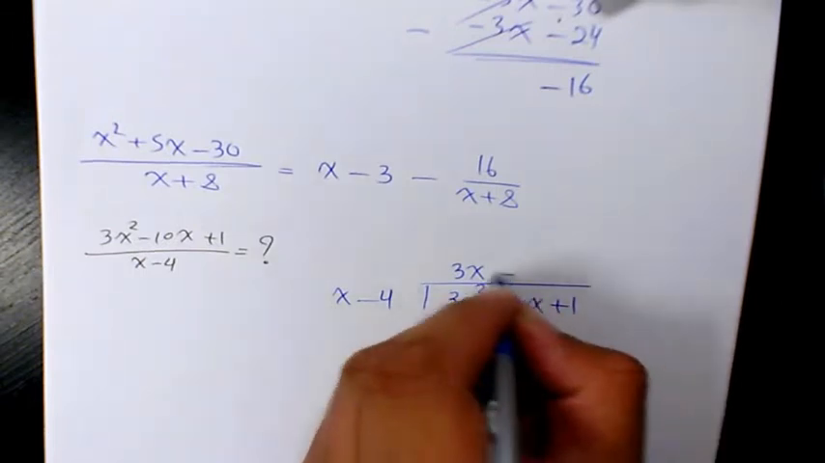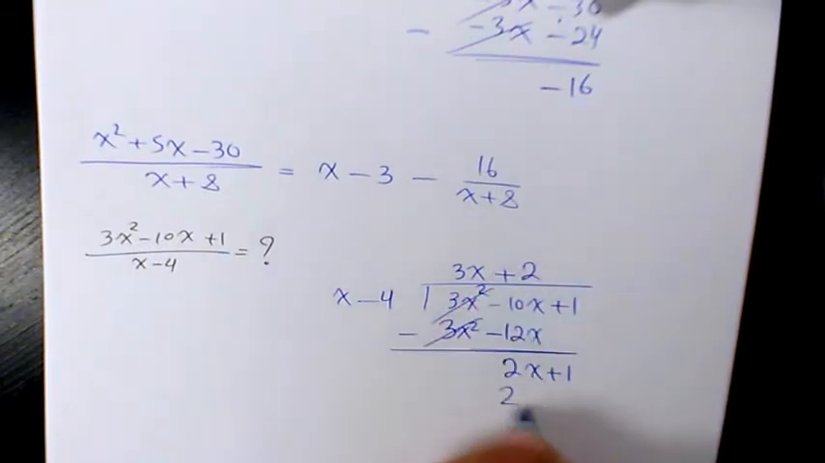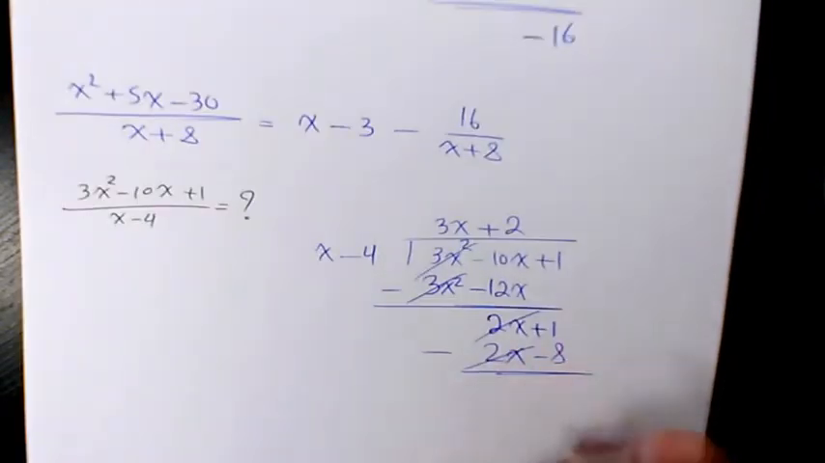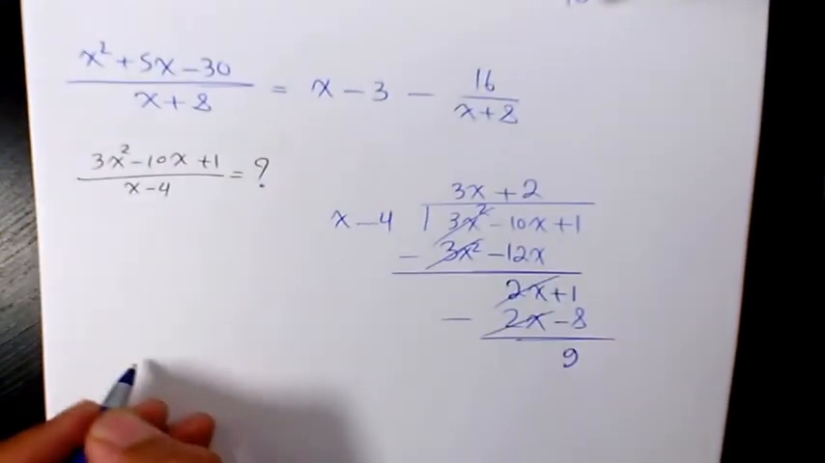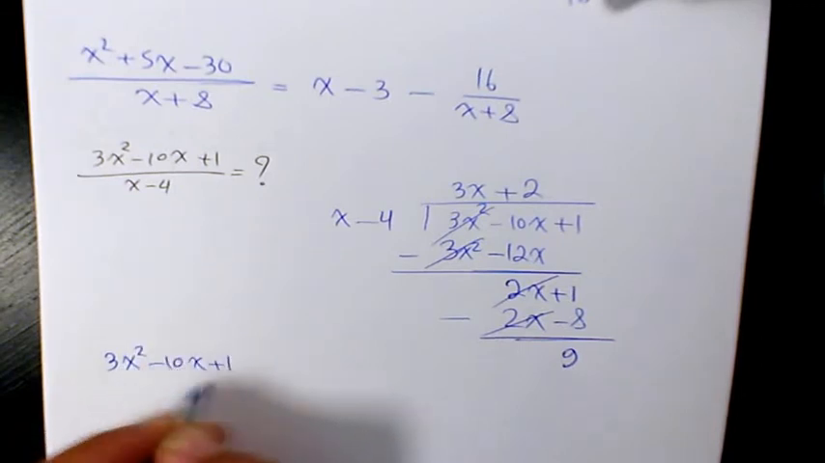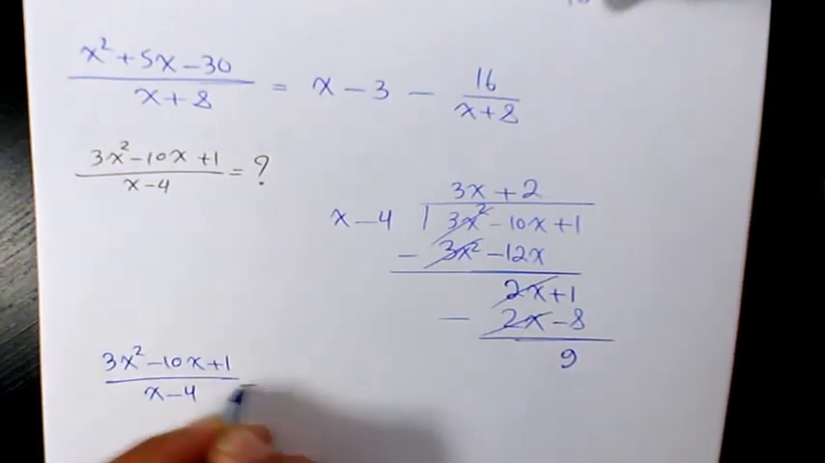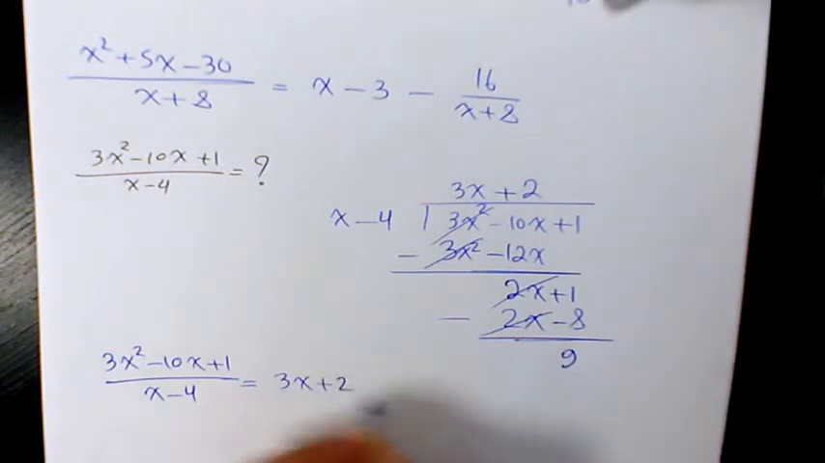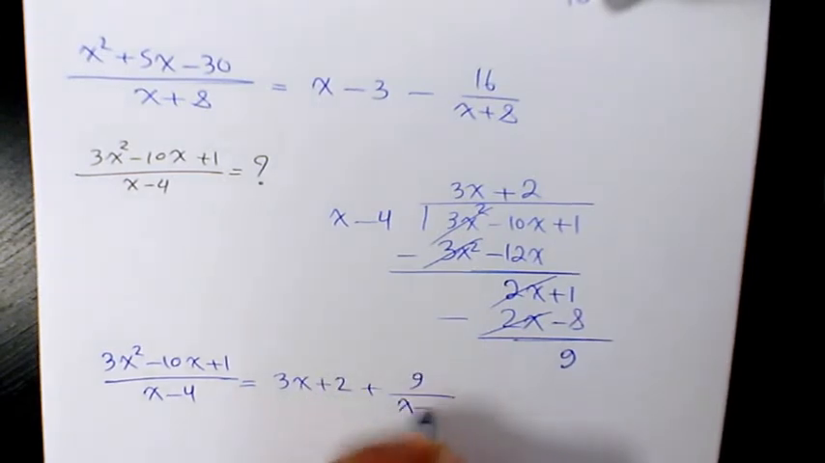2x divided by x is going to be 2. 2 times x, 2x. 2 times negative 4, negative 8. When you subtract it, these two cancel out. 1 minus negative 8 is going to be 1 plus 8, which is 9. So we can say 3x squared minus 10x plus 1 divided by x minus 4 is going to be 3x plus 2 plus 9 over x minus 4.